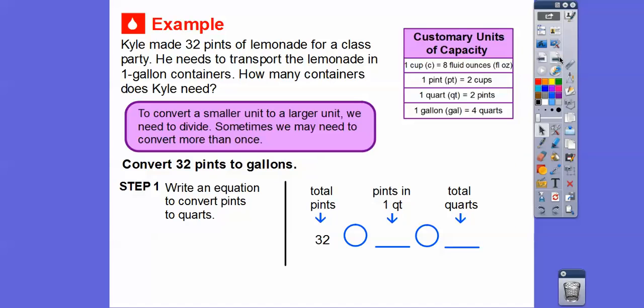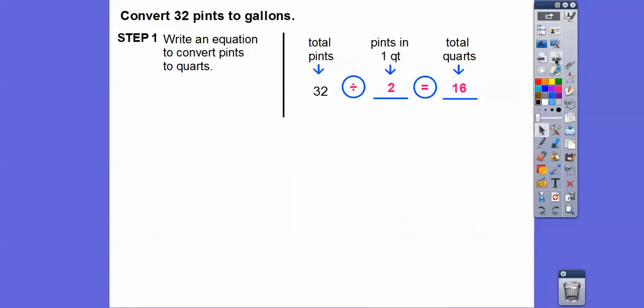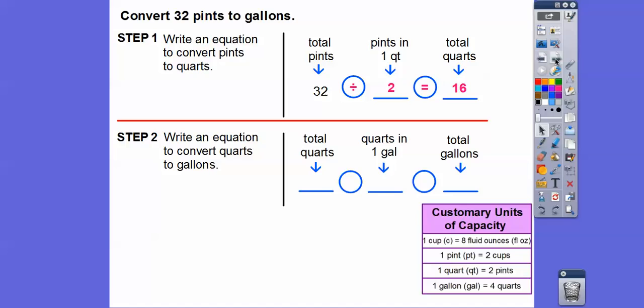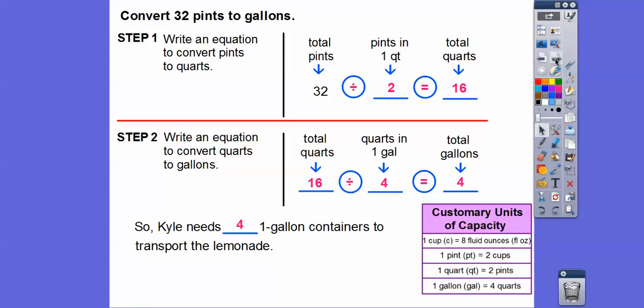So we're going to convert the 32 pints to quarts right here. We're going to divide 32 by 2, because the conversion is 2 pints per quart, and so 32 divided by 2 is going to give us 16 quarts right there. Now we've got to convert the quarts to gallons. So now we're going to take that 16 and use our conversion by dividing it by 4. So we're going to go 16 divided by 4. This will tell us how many gallons. So there's 4 total gallons right there. So Kyle's going to need 4 1-gallon containers to transport all his groovy lemonade.